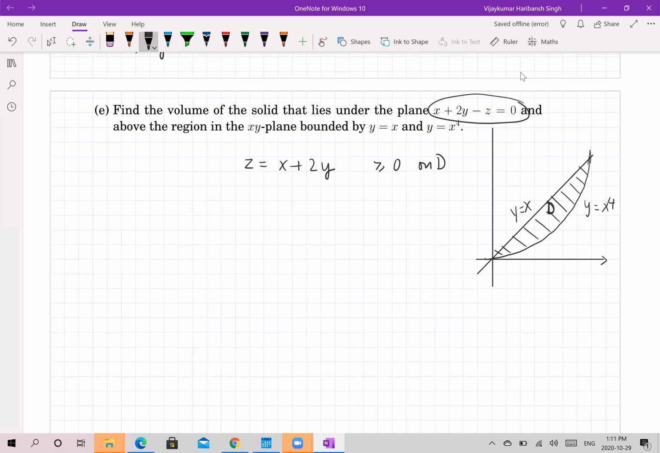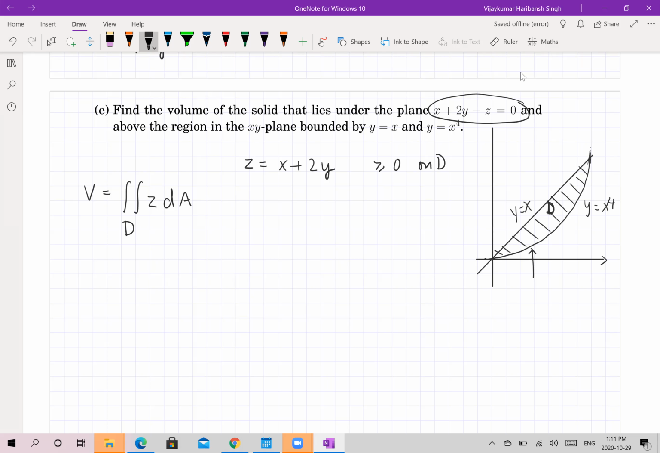So which one shall we take first? We will basically go with y first, or x first, it would not matter really. However, if you do x first, your x will be from y to the 4th root of y. That's going to be slightly unpleasant, nobody likes 4th roots. So we will basically go y first. So we'll integrate to find volume. First of all, volume is the integral over this region D of z dA.